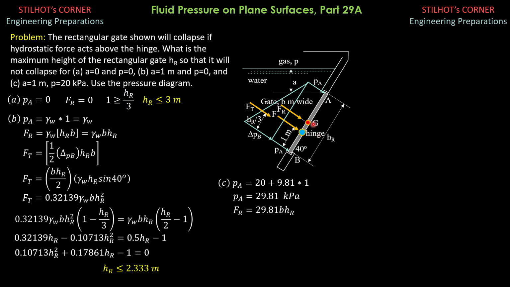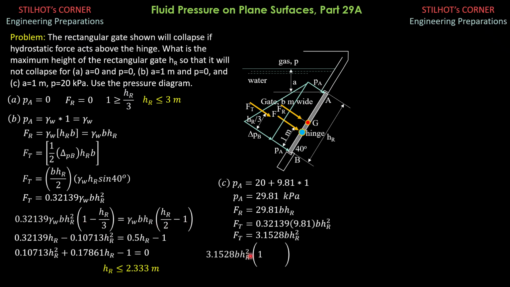FR therefore is volume of pressure diagram, which is P sub A, 29.81 times HR, which is this, then perpendicular to the screen B. So that's FR. FT is always this value here. We substitute gamma water 9.81. So FT is 0.32139 times 9.81 BHR square, and that is equal to 3.1528 BHR square. We then substitute these values into this equation here. Same equation, same moment arm.